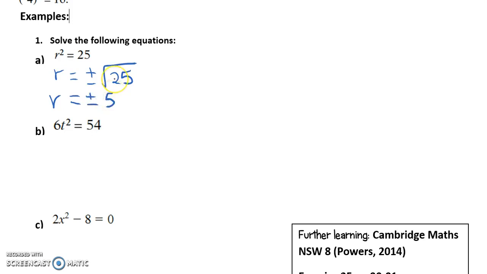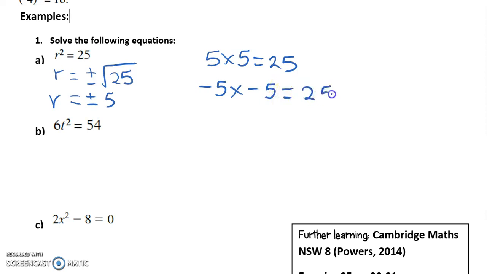And the reason why that is because you can have 5 multiplied by 5, which gives 25, but you can also have negative 5 times negative 5, which gives positive 25, because two negatives multiplied together make that positive. So it's really important to understand that when you're taking the square root of something, it is the plus or minus square root of that thing.